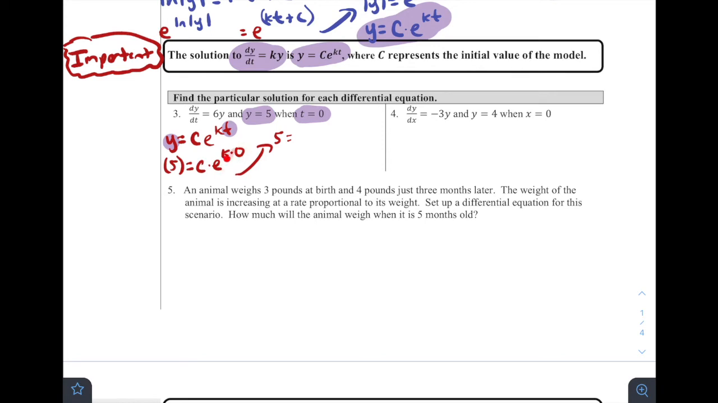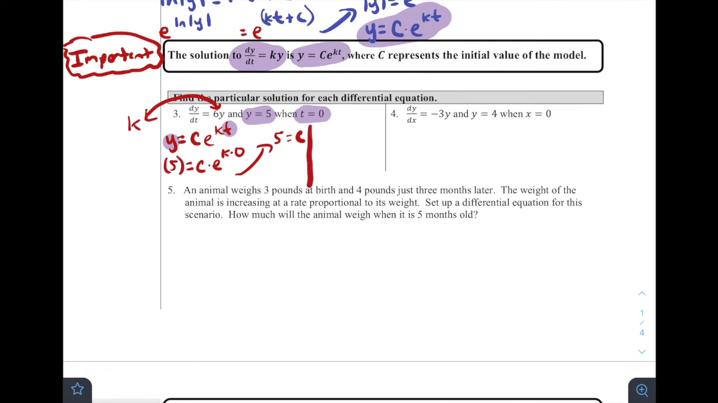Anything to the 0th power is 1. So c times 1 is going to be just our c on the right side. And so we know here that c has to be 5 for this to work. And then our k is actually going to just come from whatever this coefficient is. It's going to come from that 6 in this problem.